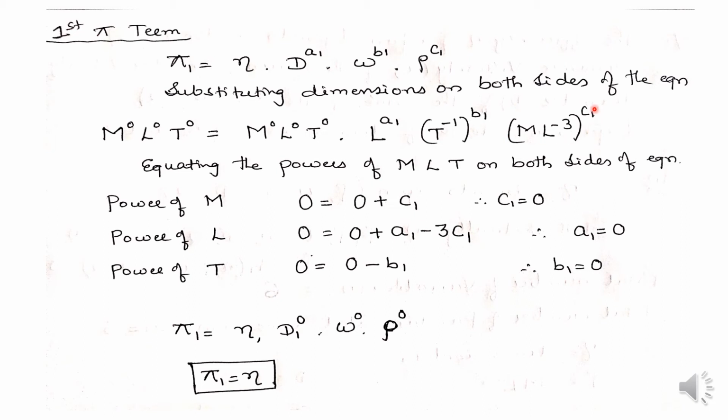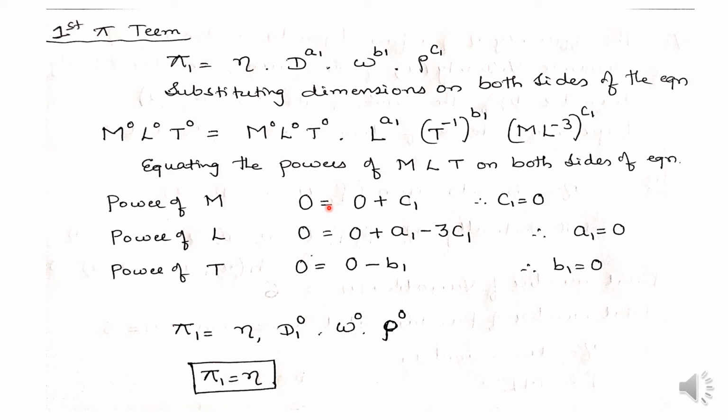Now equating the powers of m, l and t on both sides of the equation. So now let us equate the powers. So power of m: in the LH side, power of m is 0. In the RHS, power of m is 0 here, first equation. Here no m term is there. Here also no m term is there. Here m term is there, plus c1. So therefore c1 is equal to 0.